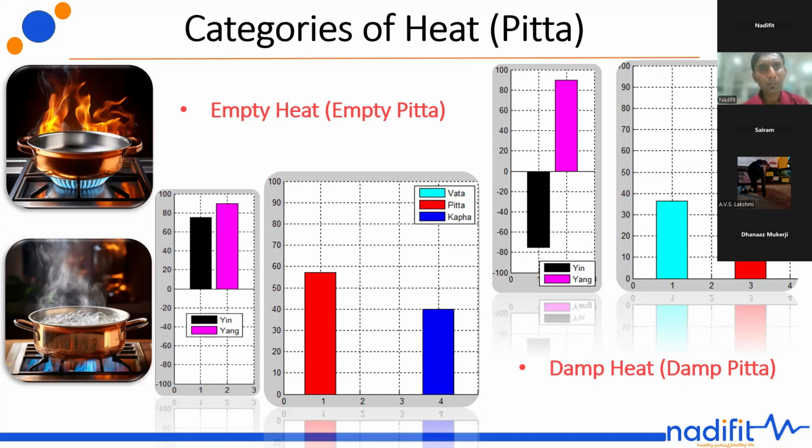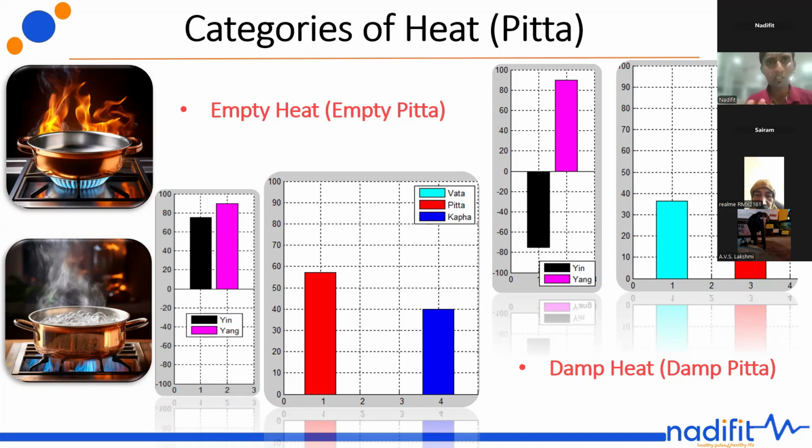When the flame starts burning, the vessel will get heat. And even as the flame continuously burns, the excess heat will make the vessel completely dark. It will burn and turn dark. Even if I increase the heat further, at one point of time, it is going to change the shape of that vessel. So that is empty heat or empty pitta.